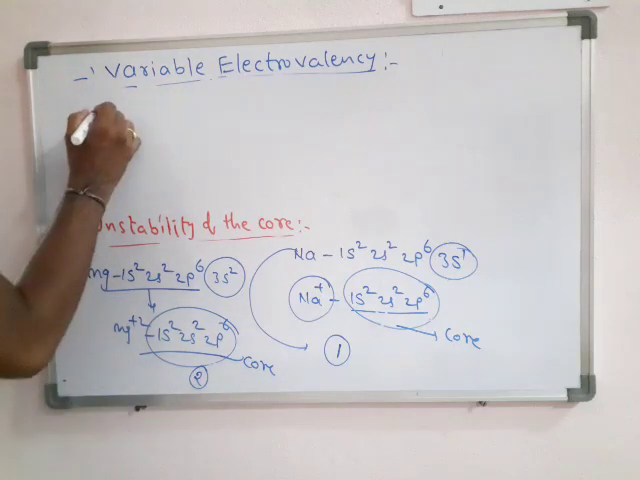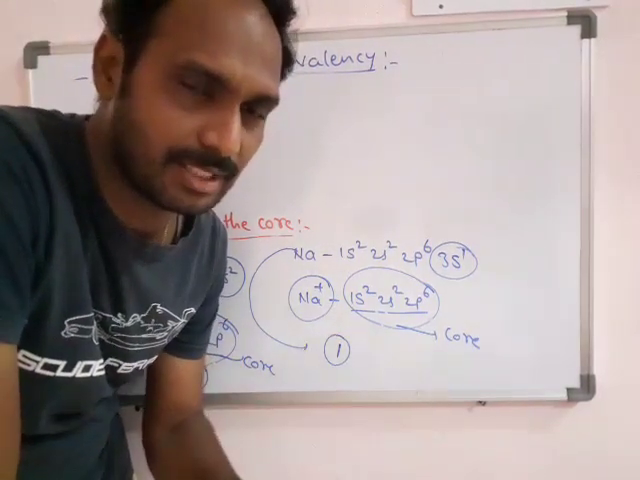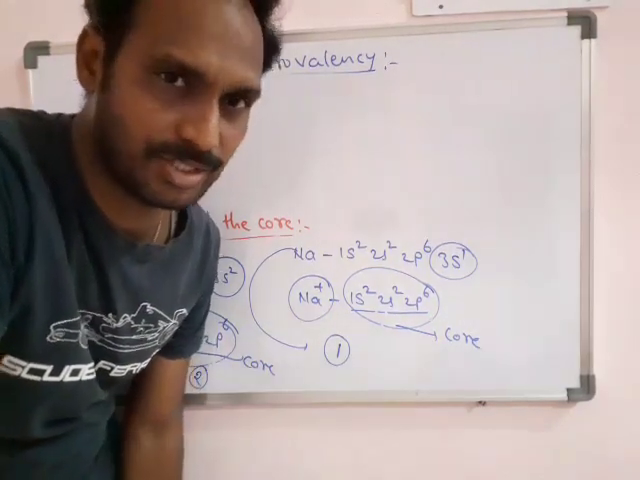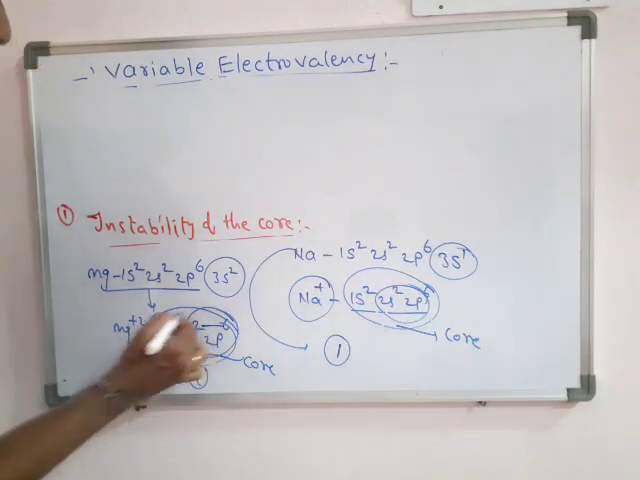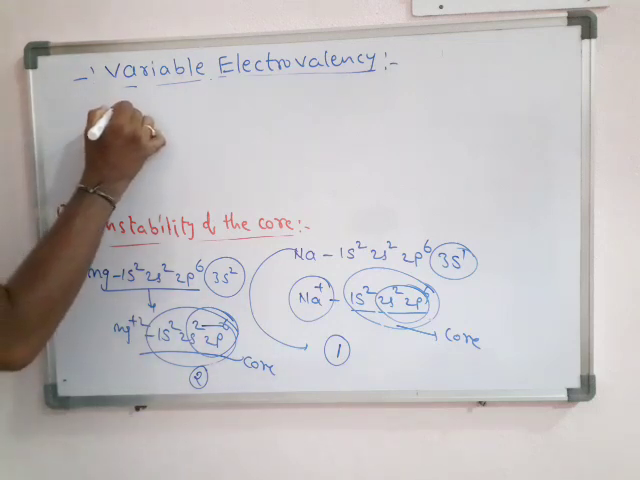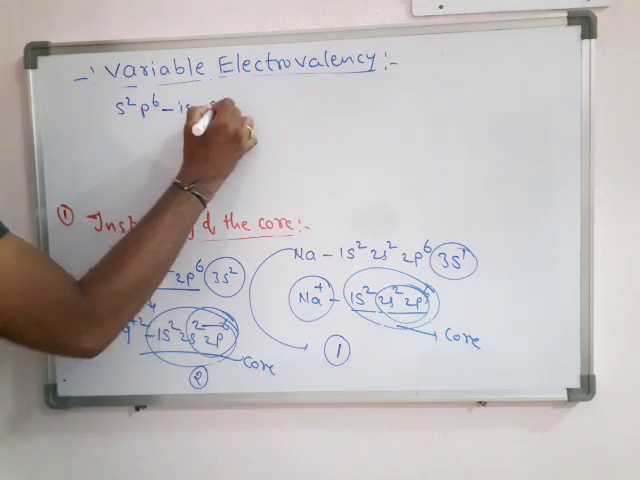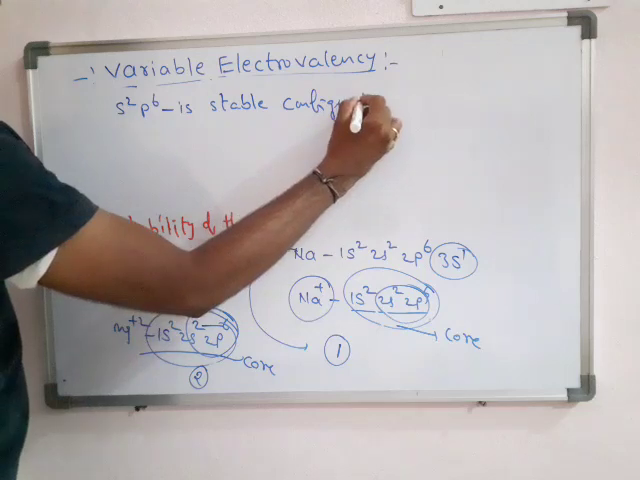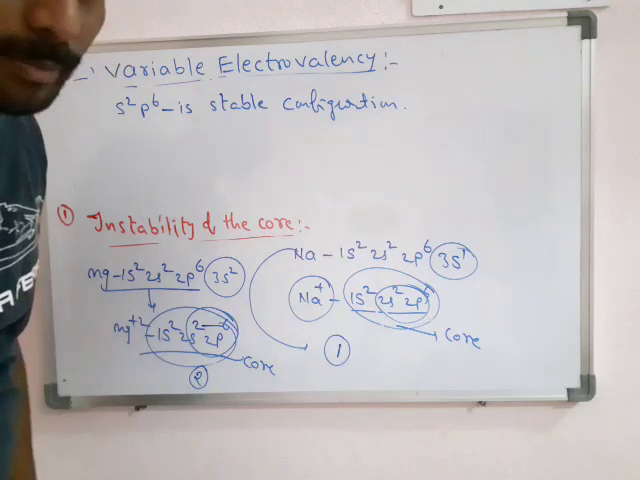But for transition elements it is not possible. For transition elements, nothing but d block elements, it is not possible to get the inert gas configuration. Inert gas means here s2p6, that is ns2np6, 8 electrons in the valency shell. That is a stable configuration. If a stable configuration is reached, there is no problem.